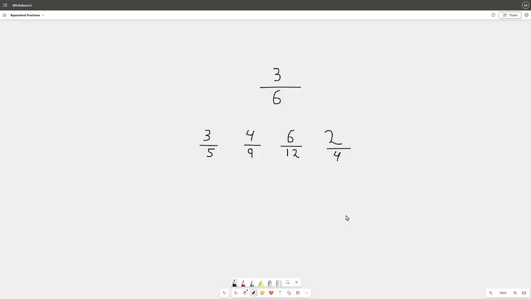Hi everyone, welcome back. Today we're going to be looking at equivalent fractions and how to actually match the fractions and make sure that you got the correct answer, because sometimes it may seem that they're the correct answer, but that is not the case.